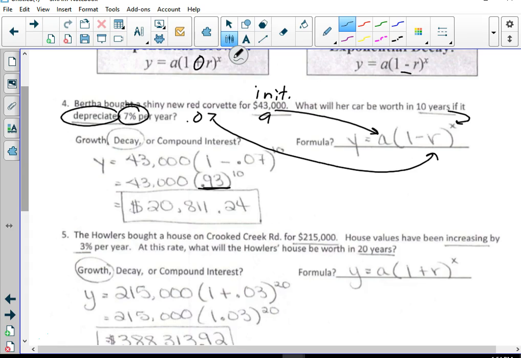Please remember, do this first. Do not do 43,000 times 0.93. You do the exponent first. You take it to the exponent, whatever decimal you get, you take that times 43,000, which will give you 20,811.24. Please make sure you round this carefully. I will take off partial credit if you round it incorrectly. So if it's your round up or down, make sure you pay attention to that.